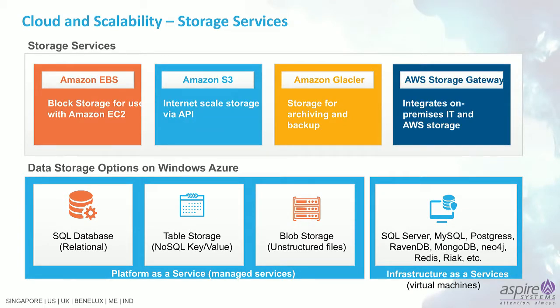What you see here are some examples of storage services provided by AWS and Azure. AWS provides EBS, S3, Glacier, and Storage Gateway. And from Azure, you have SQL Database, Table Storage, Blob Storage, and you also have databases like MySQL and Postgres as infrastructure as a service.